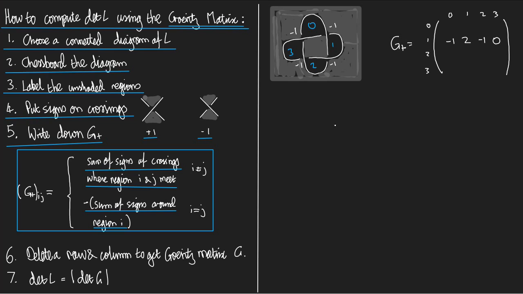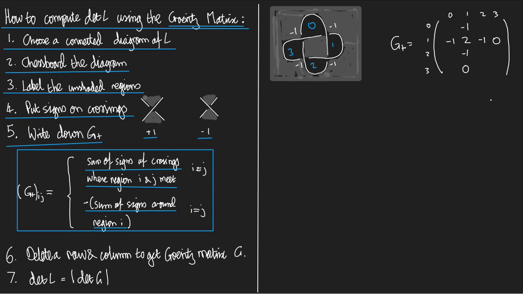Now, look carefully. This definition of GIJ is symmetric in I and J. In other words, if I flip I and J, if I interchange them, I get the same entry. That tells me that column number 1 looks exactly like row number 1. So I can put these entries in here.